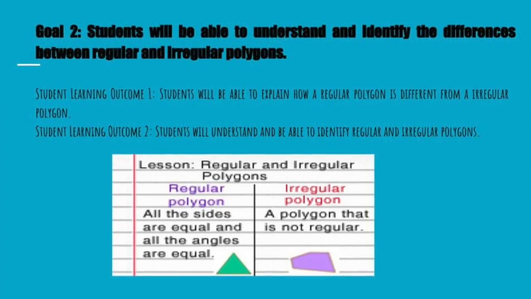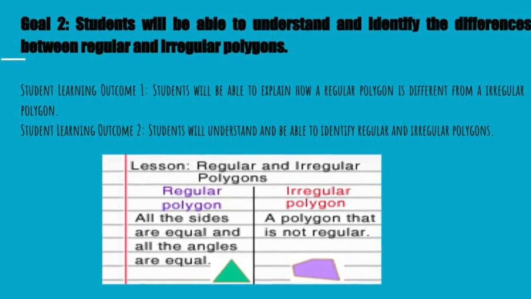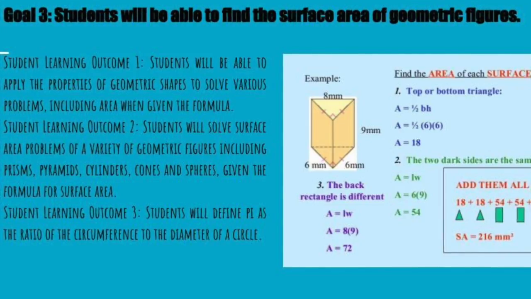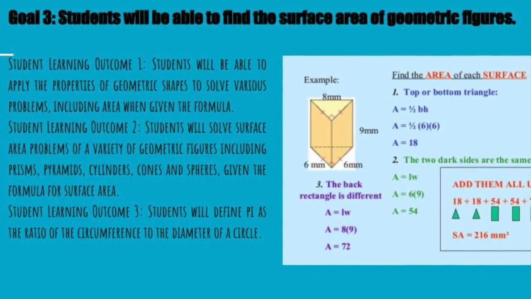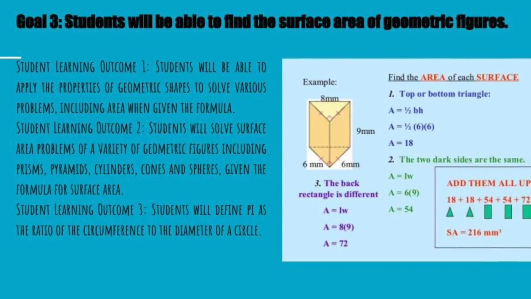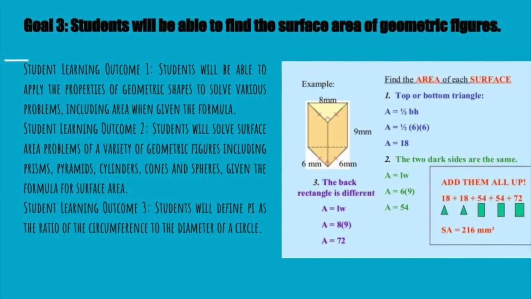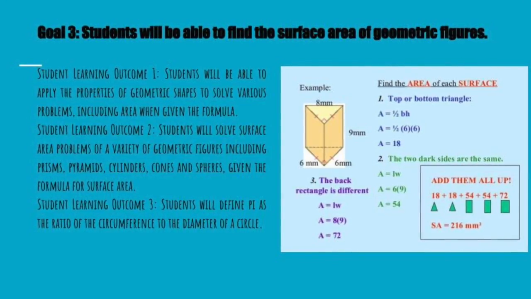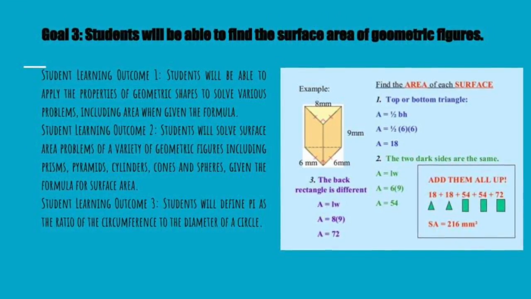The second is that students will be able to understand and identify the differences between regular and irregular polygons. And the third learning goal is that students will be able to find the surface area of geometric shapes and prisms. Students will be able to use the surface area formula to solve various problems, including real-world examples.